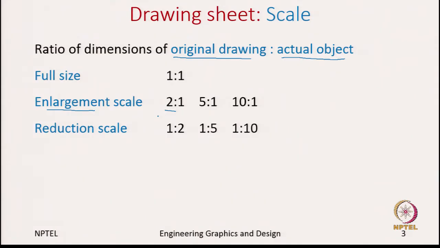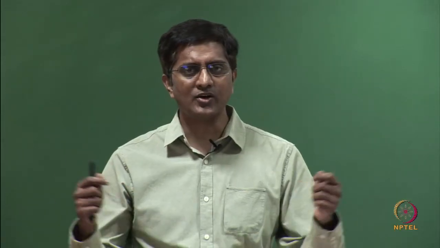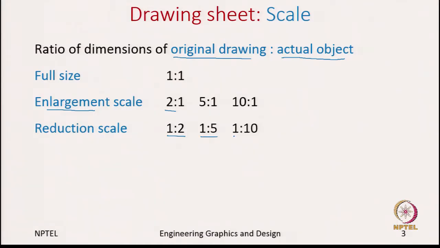And the opposite extreme is the reduction scale. So, for the examples of depicting a car, an aeroplane or a ship on an engineering drawing, it is very hard to have a big drawing sheet which will capture the whole object. So, usually what we do is we draw a small drawing. We are trying to shrink the object onto the drawing sheet. So, the common notation is to use 1:2, 1:5 and 1:10.